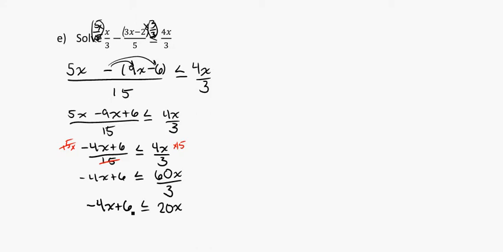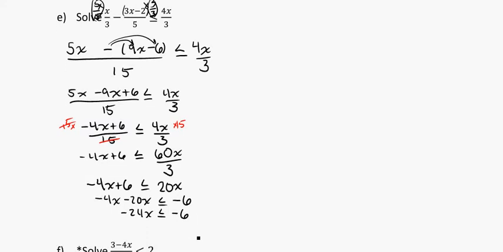So if I write this out, I now have no fractions, and I just need to think about getting x's to one side and numbers to the other. So I might consider taking the 20x to the other side of the equation, so I need to change its sign. That's plus 20x, so it's going to become minus 20x is less than or equal to taking the positive 6 to the other side, turns it to a negative. So I have negative 24x less than or equal to negative 6.